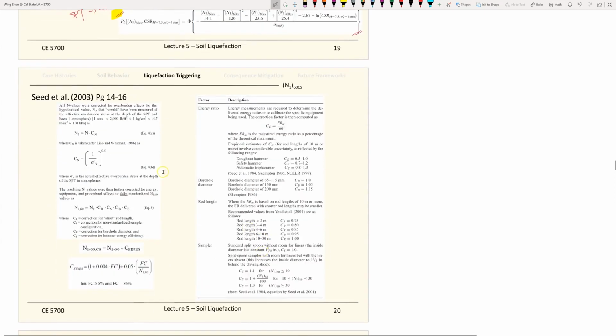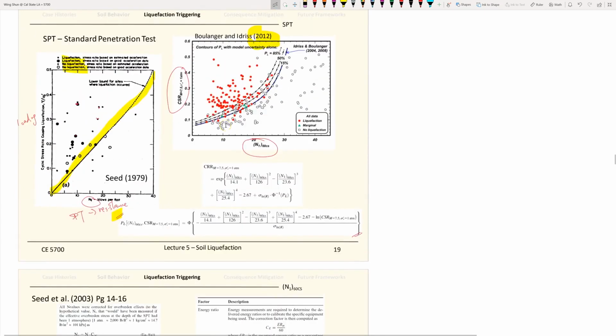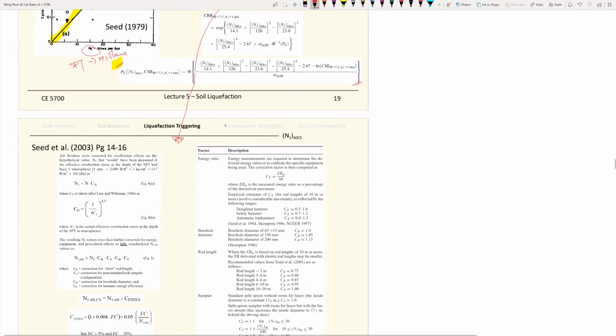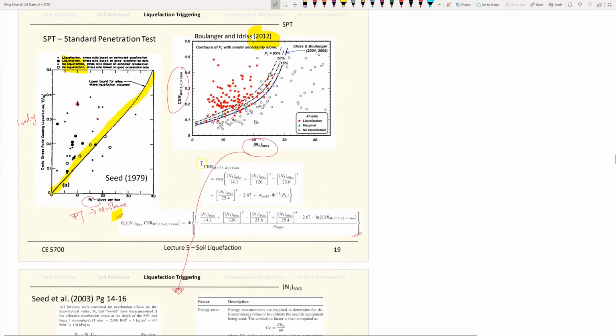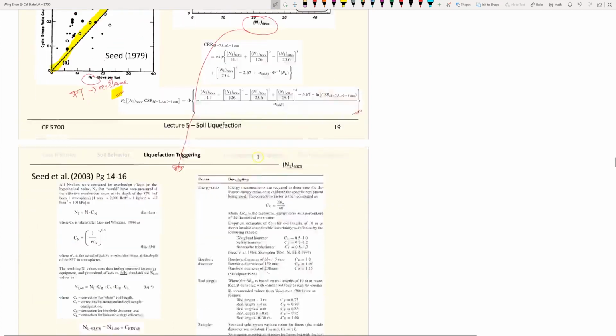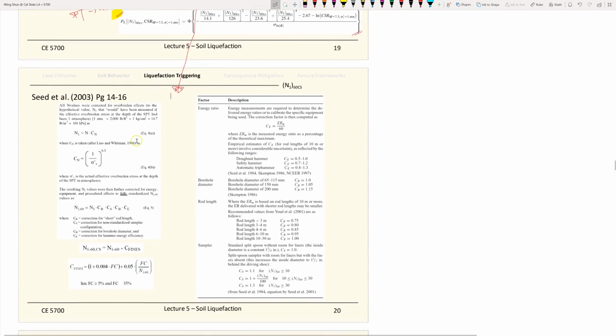And for more information about how to calculate the N1,60, this is Raymond Seed, not the Harry Seed. So the younger Seed, the junior Seed, who just retired, I think a couple of years ago from Berkeley. But this is his work in 2003. So he can walk you through how to correct the SPT N values to N1,60 clean sand. So this gives you the details, and I encourage you to read the paper.